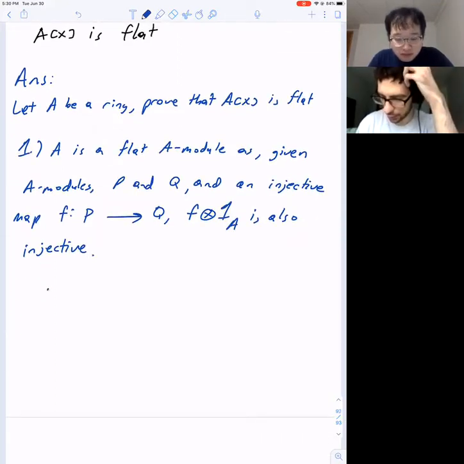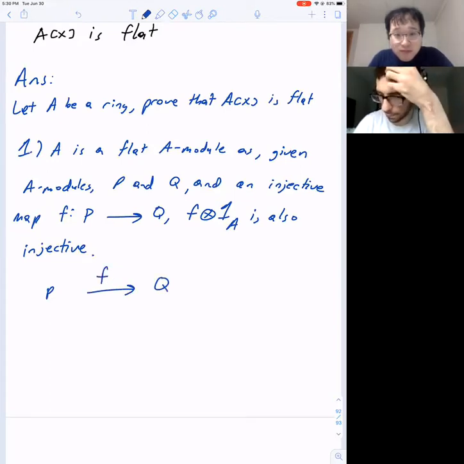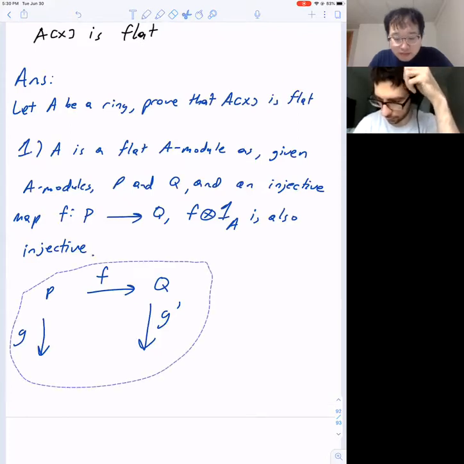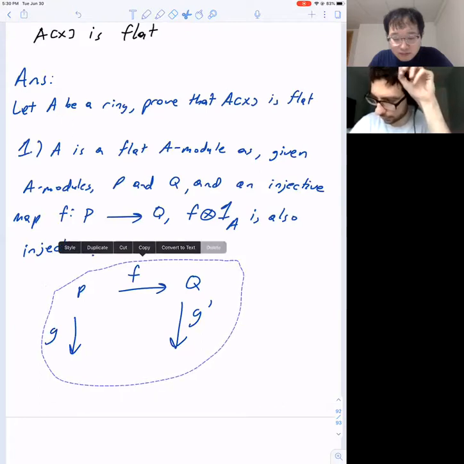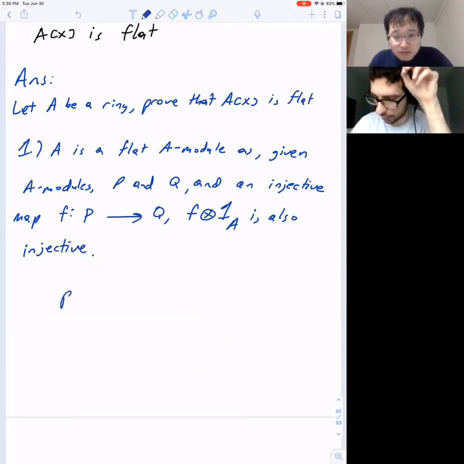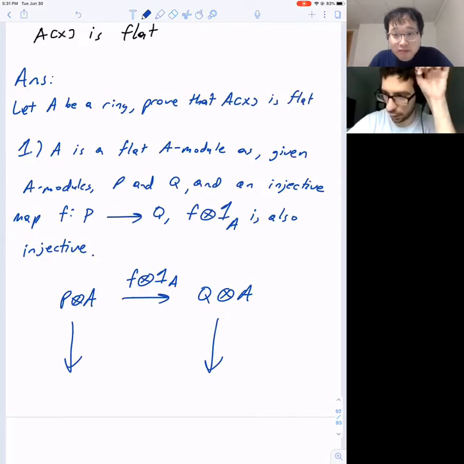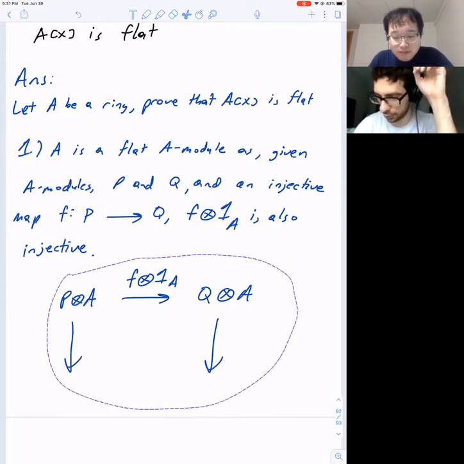Why is that? Because, like we said in question number 4, there's going to be a way to relate this to an easier isomorphism. How about I say P tensor A, Q tensor A, F tensor 1A. I don't know how the tensor products work. It's very strange and abstract to me.